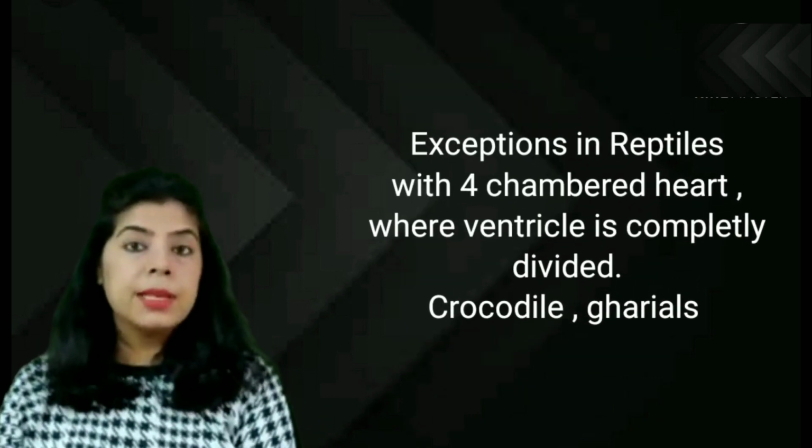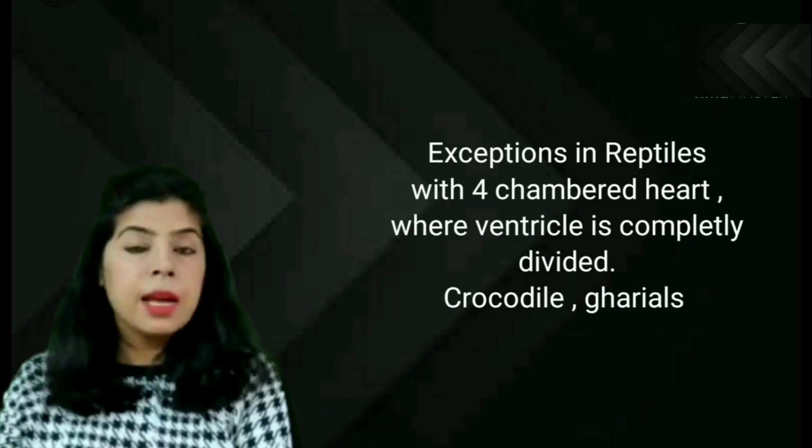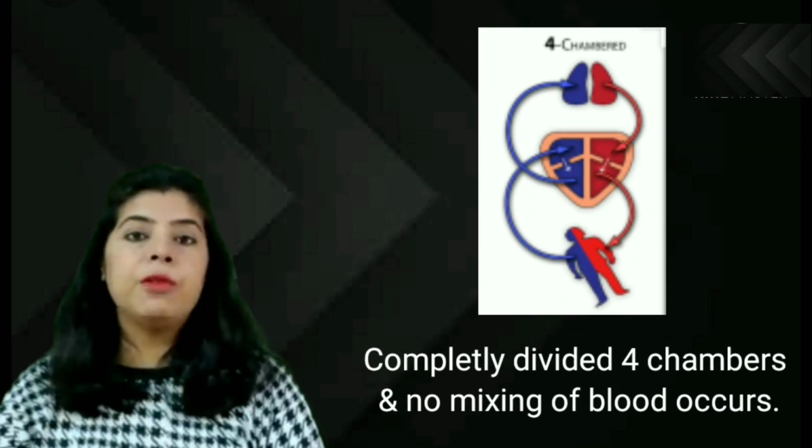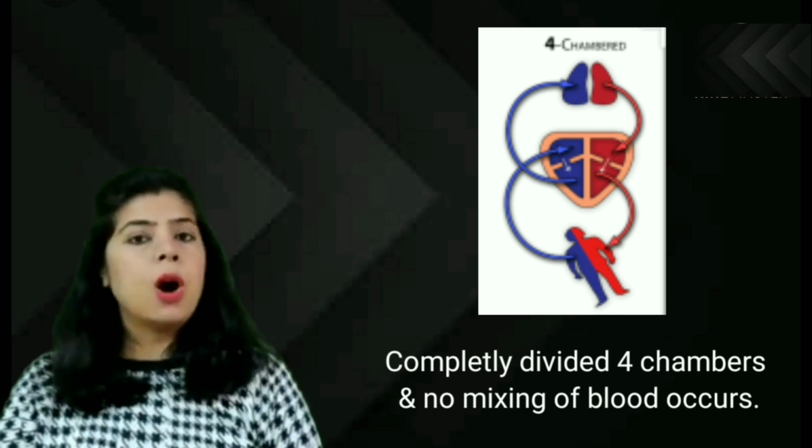Now there are some exceptions in the reptiles, like crocodiles, alligators and gharials. They have a completely divided ventricle, that is, they have four chambers. Now if you see the birds and mammals, they have completely divided four chambers. There is no mixing of oxygen and carbon dioxide containing blood in the heart.